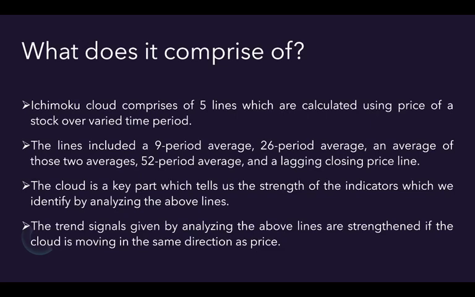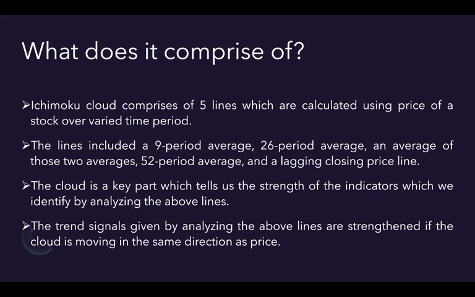Well, Ichimoku Cloud comprises 5 lines, which are calculated using the price of a stock over varied time periods. So the lines include a 9-period average, a 26-period average, an average of those two averages, that is the 9-period average and the 26-period average, a 52-period average, and a lagging closing price level. Well, don't get too confused. I'll make it very simple and clear for you in the further session.